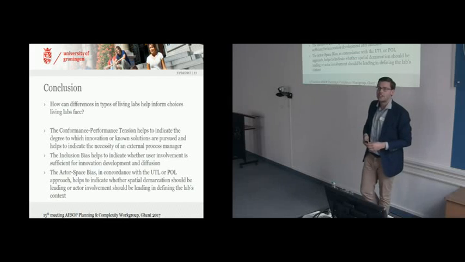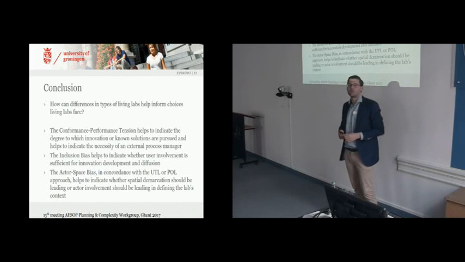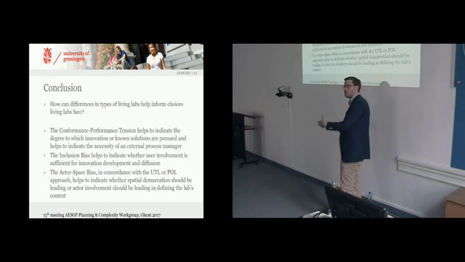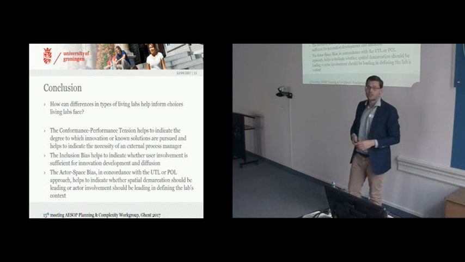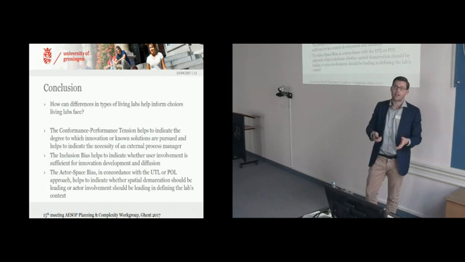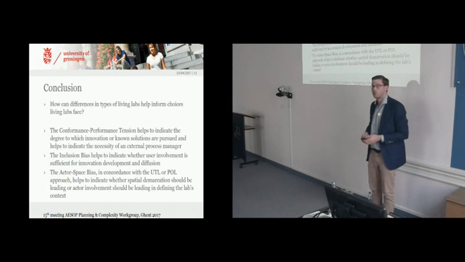The inclusion bias helps to indicate whether user involvement is sufficient for innovation, development and diffusion. Do we have to stick to the path-dependent users, or do we have to change? And the actor space bias, in concordance with the UTL or POL approach, helps to indicate whether spatial demarcation should be leading or actor involvement should be leading in defining the lab's context.